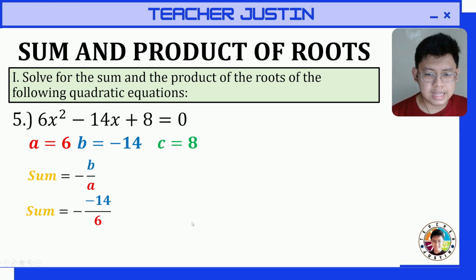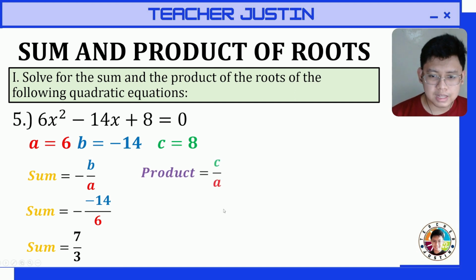Now, simplify natin. They are both divisible by 2. So, divide natin si numerator and denominator by 2. So, that will give us 7 over 3. Now, take note, negative times negative is positive. Kaya positive na yung ating fraction. So, it will be 7 over 3.